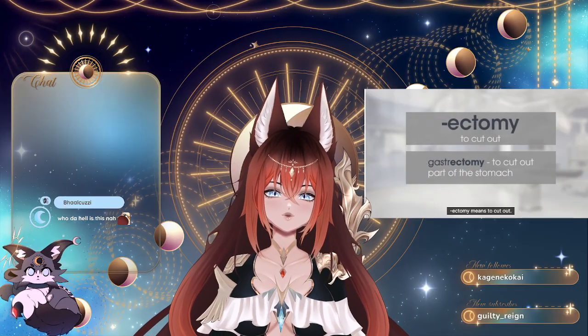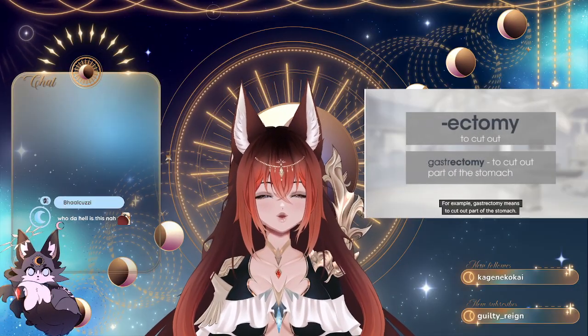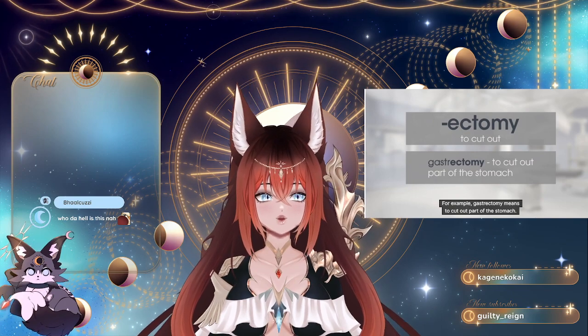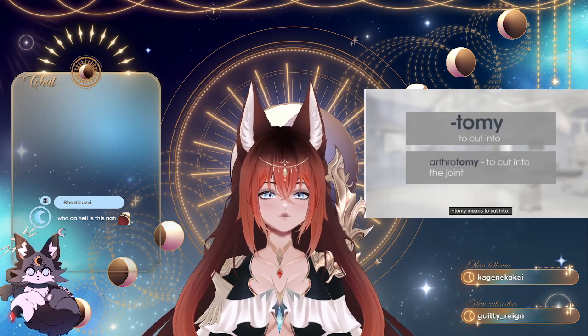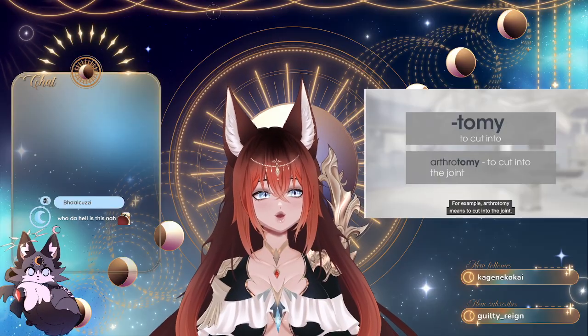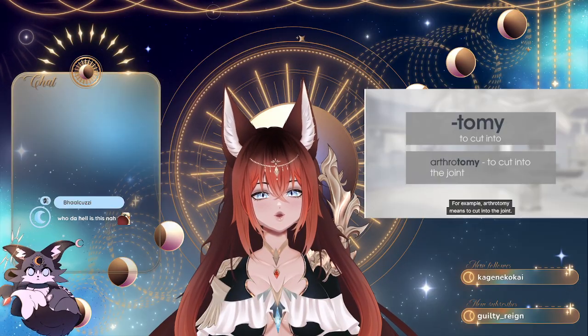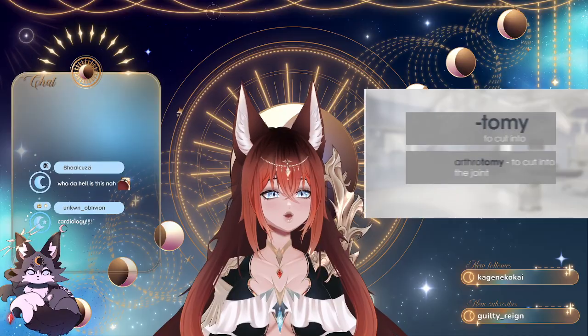Ectomy means to cut out. For example, gastrectomy means to cut out part of the stomach. Ectomy is to cut out. Tomy means to cut into. For example, arthrotomy means to cut into the joint. What? People cut into the joint?